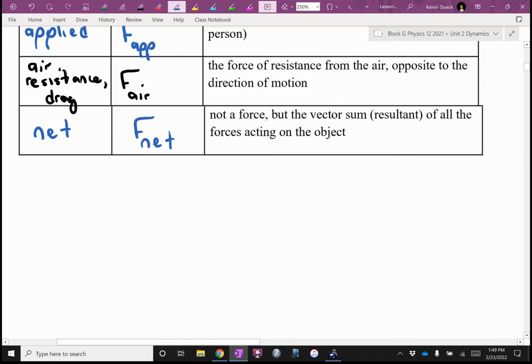That one never showed up on our free body diagram. When I did my winners minus losers equals shtick, the F net was the equals shtick, which never showed up in my free body diagram. It showed up in my calculations.